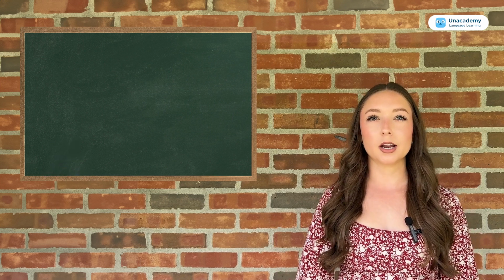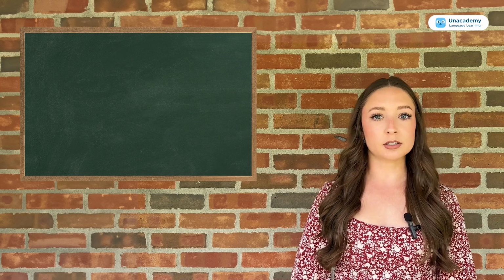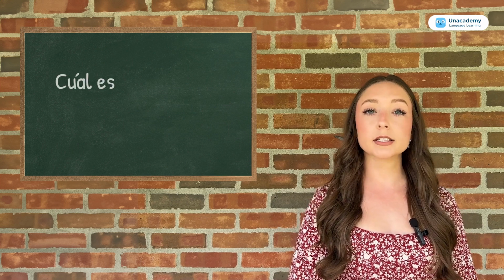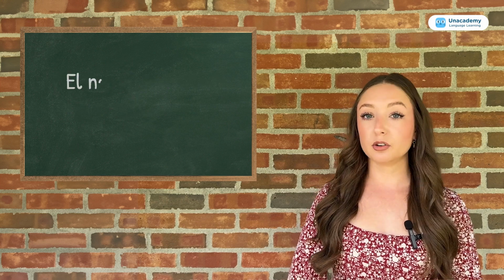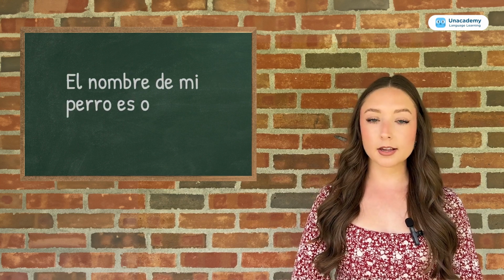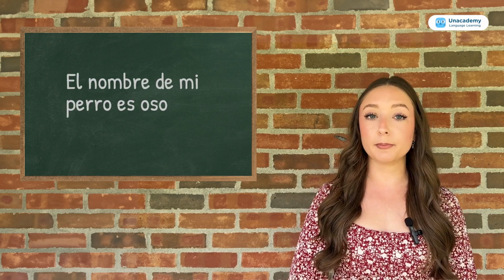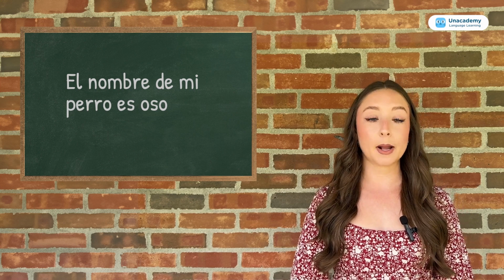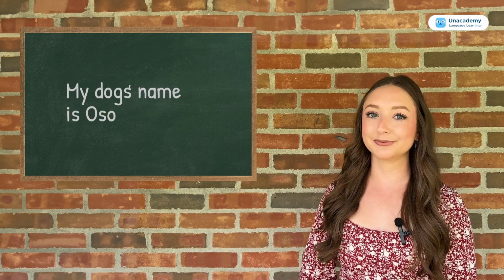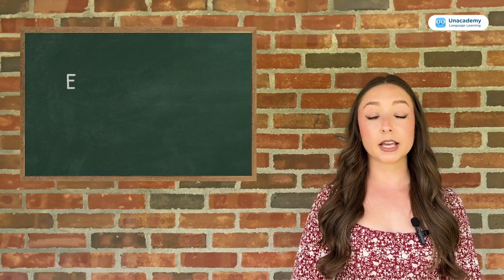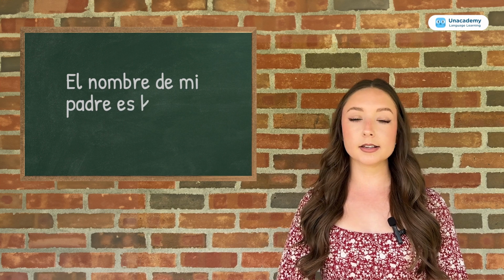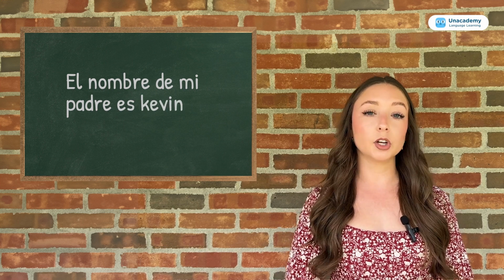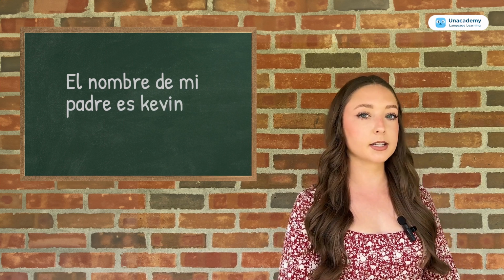All right, let's do a couple more. If somebody asks me, what's your dog's name? Somebody might say, ¿Cuál es el nombre de tu perro? I would say, el nombre de mi perro es Oso. My dog's name is Oso. Okay, so let's do another one. If somebody asks, what's your dad's name? I would say, el nombre de mi padre es Kevin.